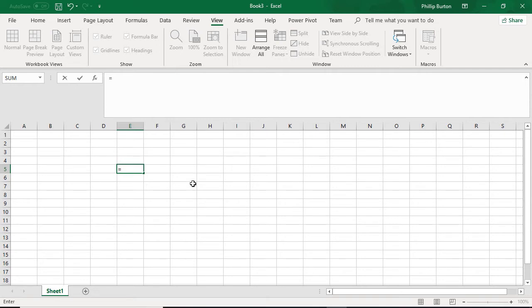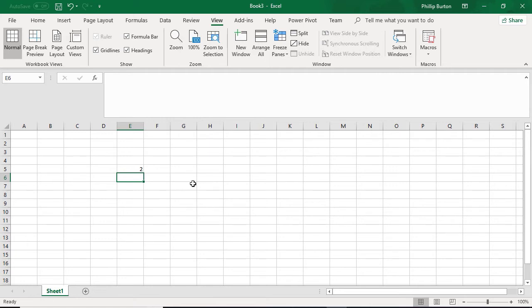What can we do next? Well, let's start with some really simple formulas. And I can't think of anything easier than 1 plus 1. So equals 1 plus 1. Okay, nothing's happened. Now I've got to press the enter or the return key. Notice what happens? You get the answer 2, just like a calculator.